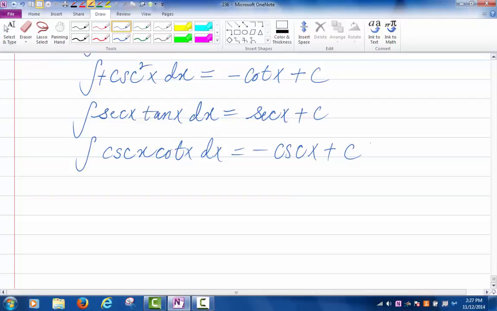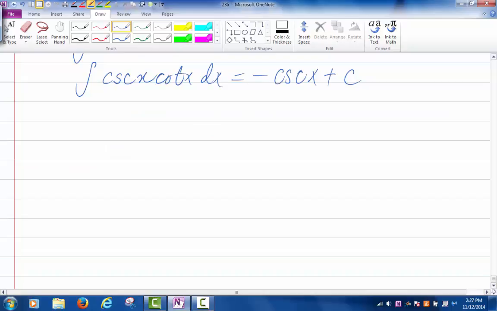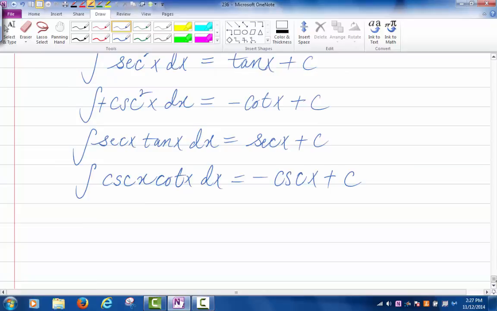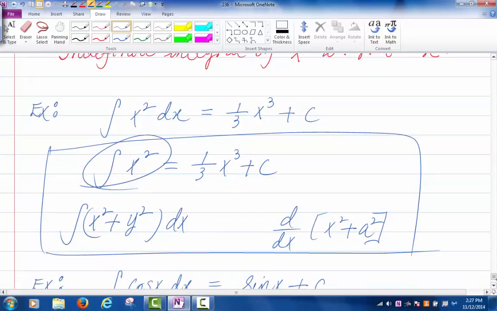Okay, unfortunately you have to remember these 6 formulas, okay? So you need to remember all these integral formulas, okay? Again, if you know the derivative formulas for the trig functions, you know this. So it's not hard to remember, given that you remember those.